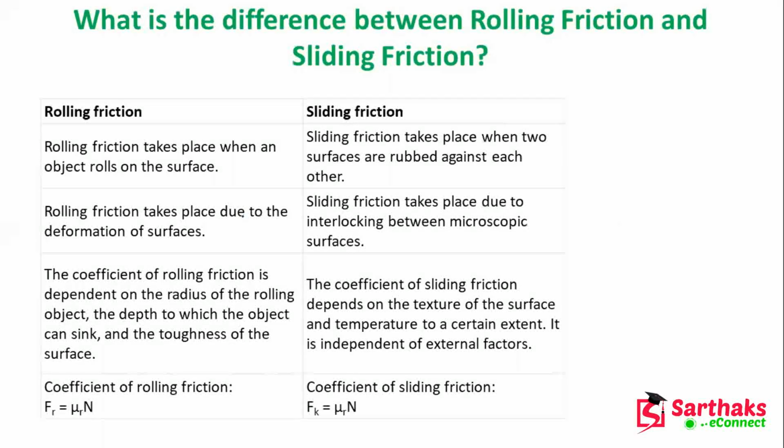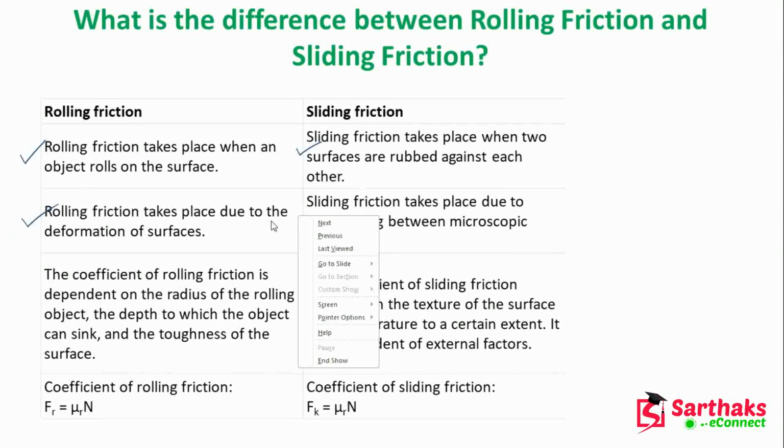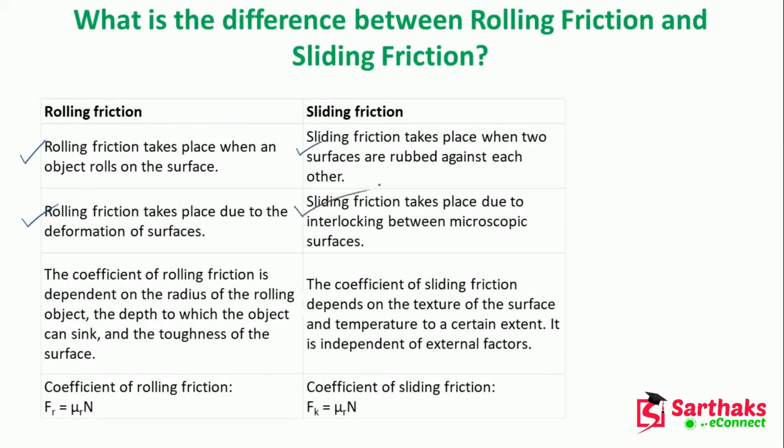Now, what is the difference between rolling friction and sliding friction? Rolling friction takes place when an object rolls on a surface. Sliding friction takes place when we are rubbing two surfaces. Rolling friction takes place due to the deformation of surfaces. Sliding friction takes place due to the interlocking between microscopic surfaces.